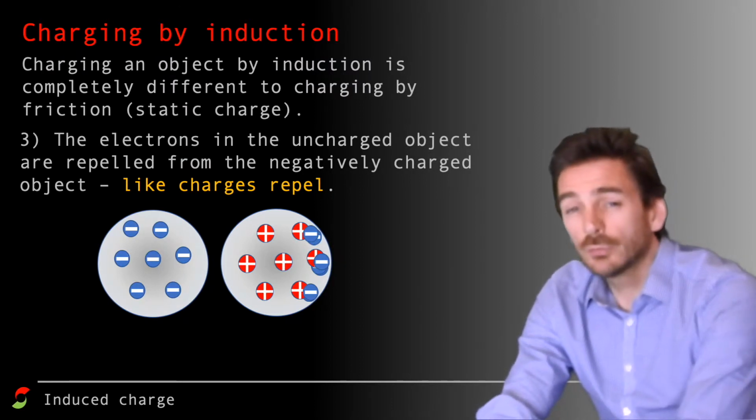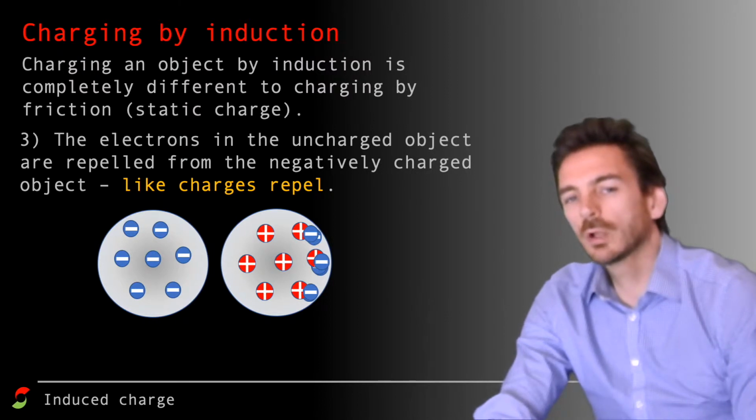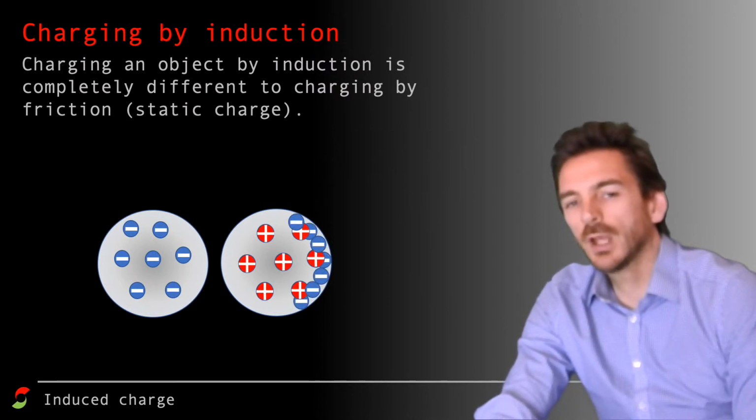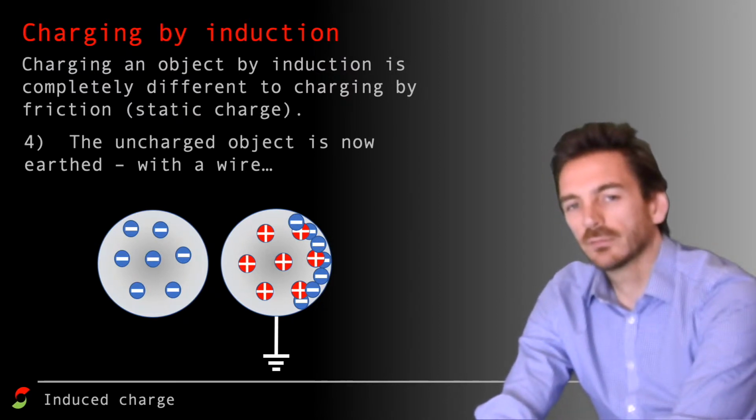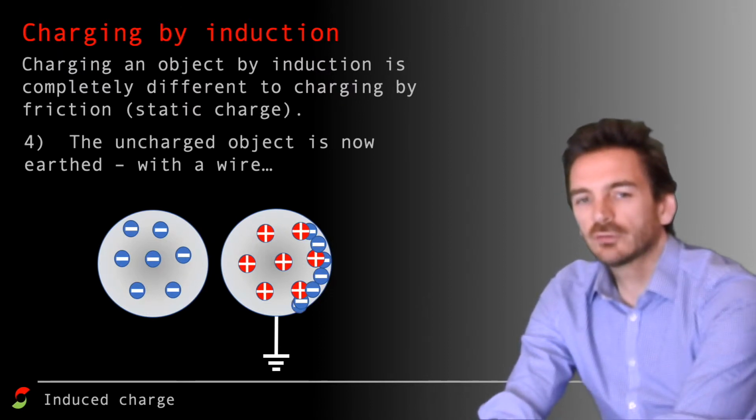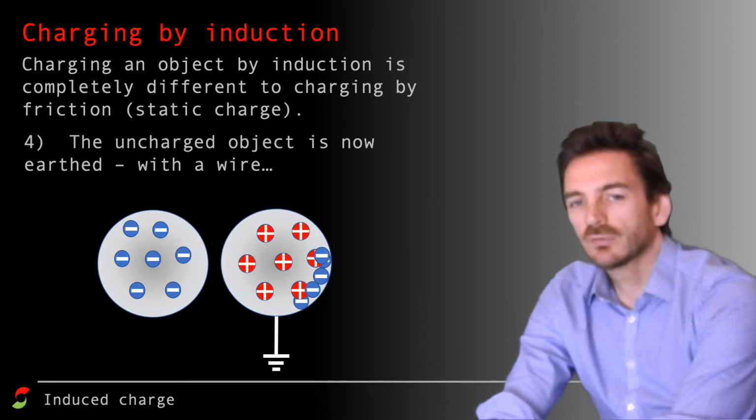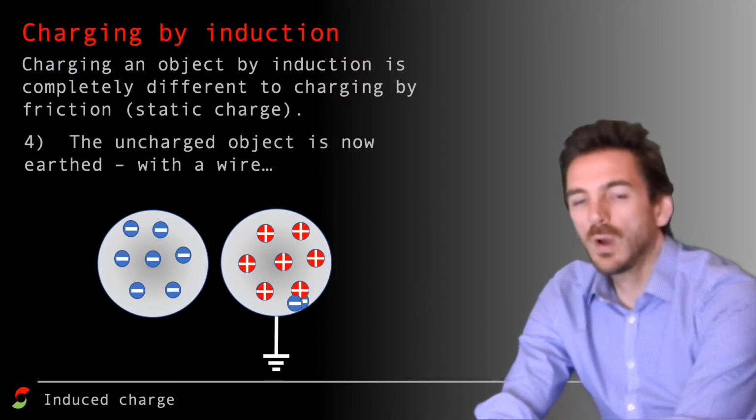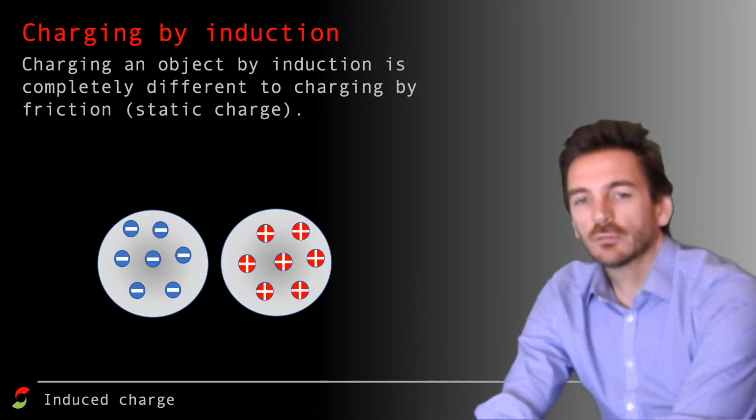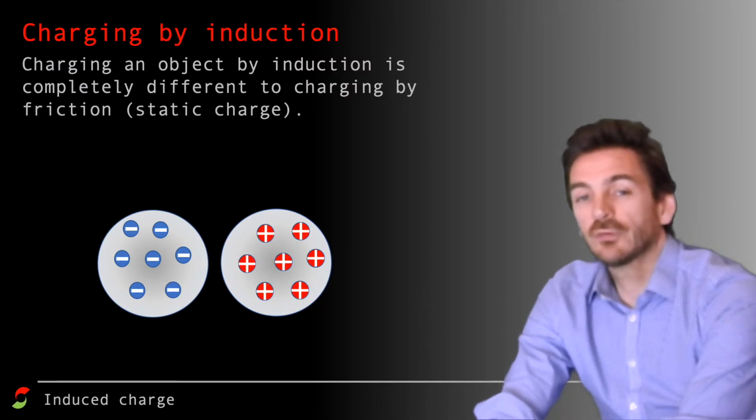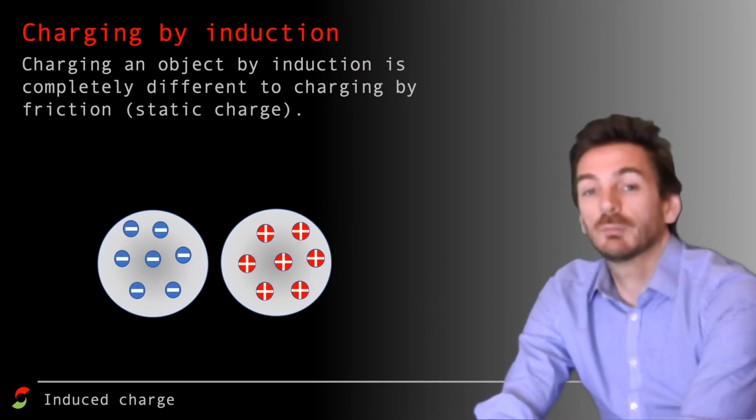It's still neutrally charged at the moment, so to give it an induced charge, we're going to give these electrons a route down to Earth. We're going to do that by attaching a wire down to Earth like this. The electrons are still trying to get away from that negatively charged object on the left hand side, so they will find an easy route away from it and flow down to Earth. If we then remove our wire down to Earth, that leaves our right hand side object with a positive charge. It's now been positively charged by induction.